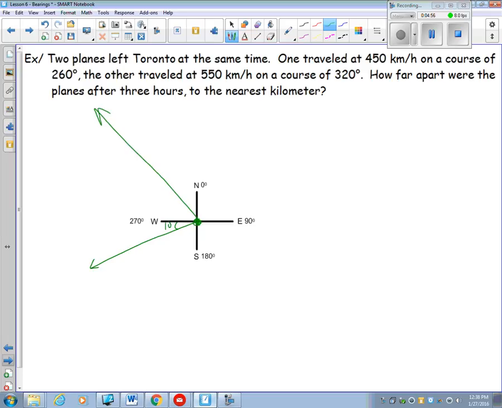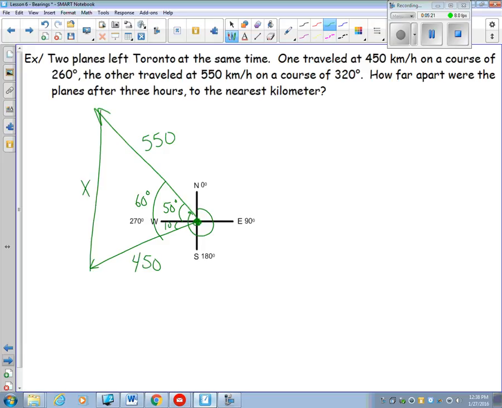Okay, and I can figure out that angle. I've gone all the way around to this. That's 320. That's a little bit past 270, right? How many degrees past? Well, that's like 50 degrees past. So I know the angle between them is actually 60 degrees. One of my planes is going 550. That would be the second one here. One's going 450. That would be the first one. How far apart are they?